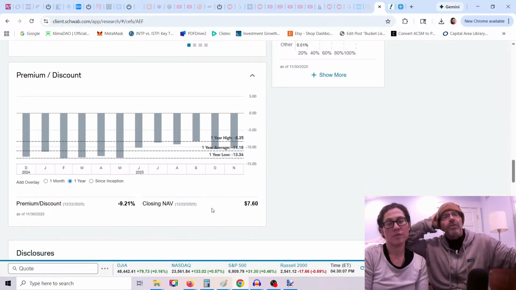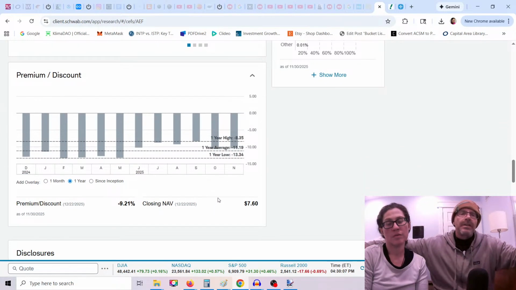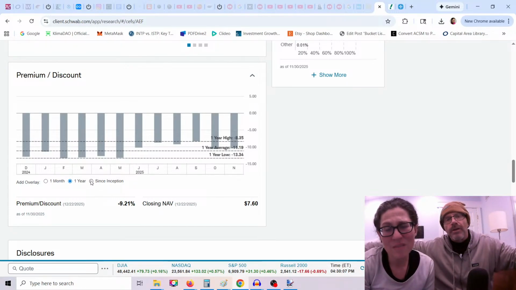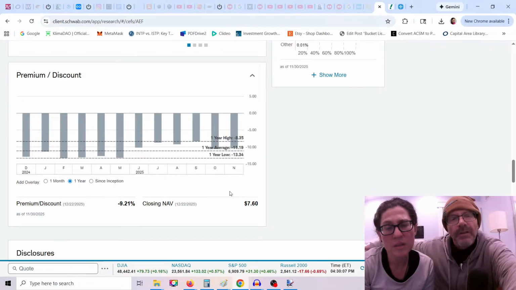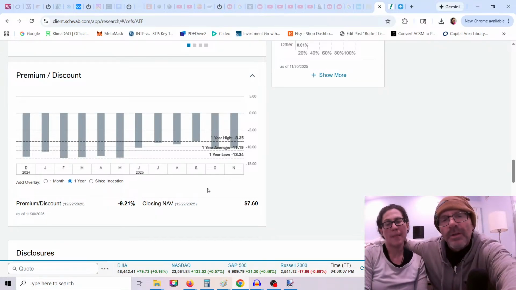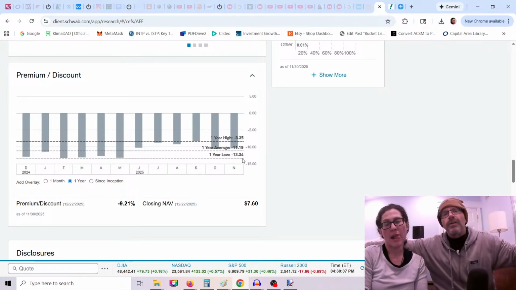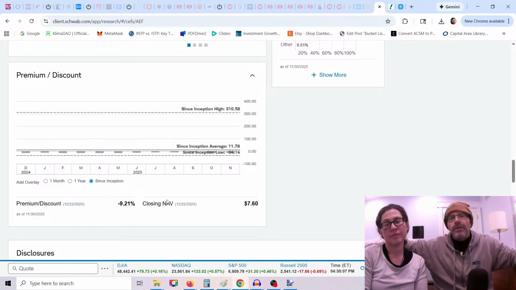So 9.21 discount. That's a little overvalued compared to how it was. 9.21 right there. 9.21 is the discount. That's what it is. 13.40. The average for the year was negative 11.19. So click on the since inception.